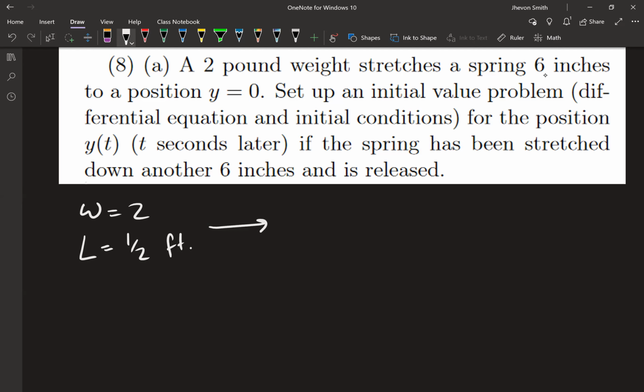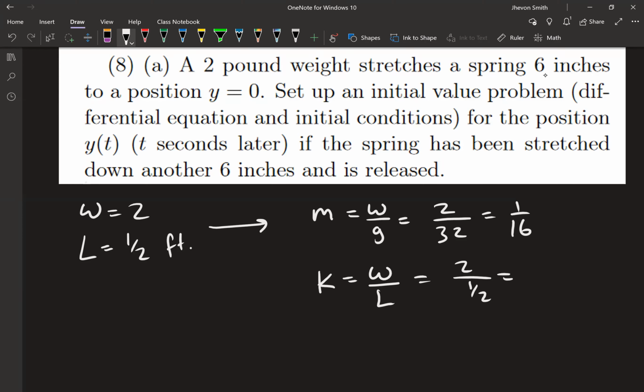Now, this tells me a bunch of things. First of all, I can now figure out the mass. Because weight equals mass times gravity, the mass is going to be W over G. This was mentioned in the bullet points earlier. So this is going to be 2 divided by G, which is positive 32, so the mass here is 1/16. Also, Hooke's law, remember F equals Kx, so the spring constant is the weight divided by the length stretched. This means it is 2 divided by 1/2, which is 4.